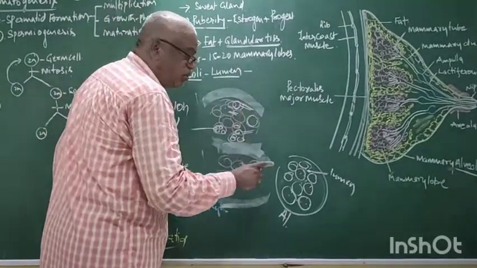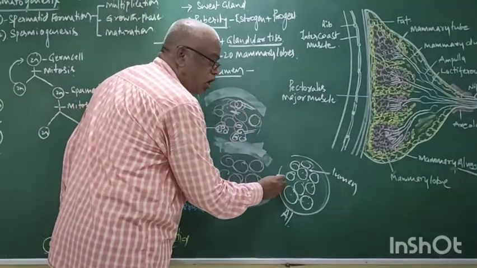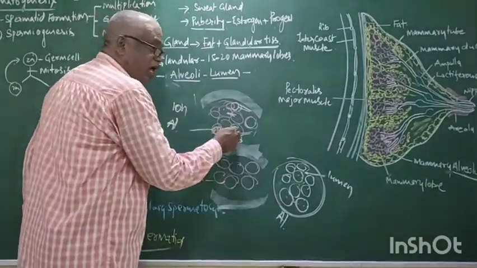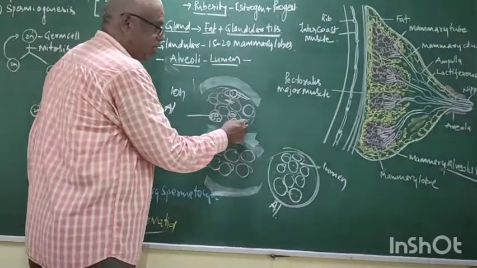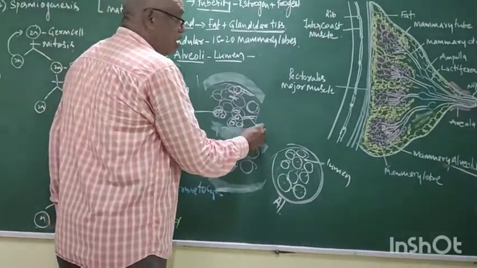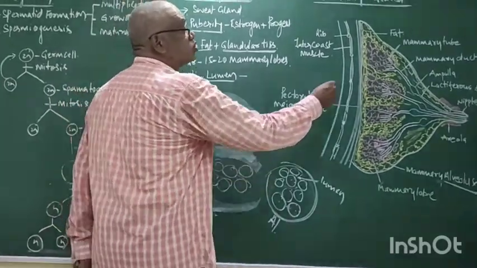A single tube collecting the milk. What is this? Alveolus. Each alveolus contains a tube. This tube carries the milk. It is called the mammary tubule.